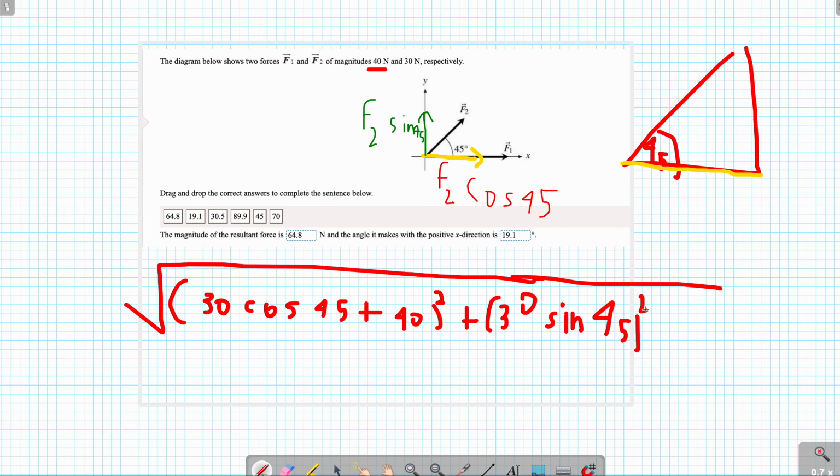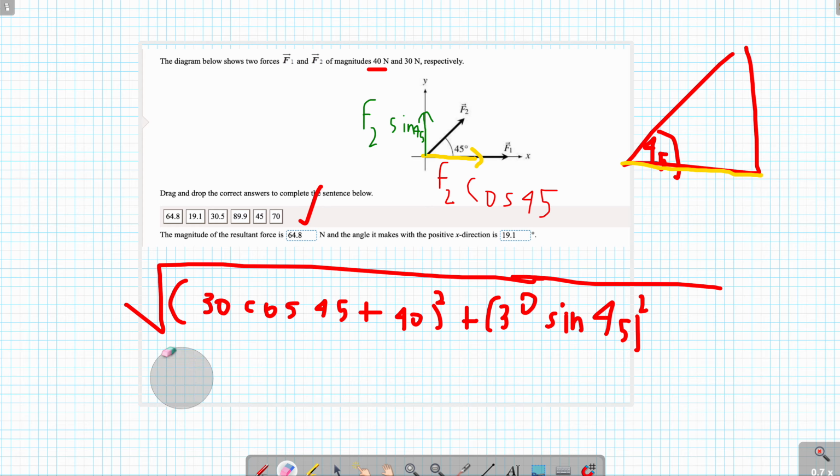30 cosine 45 plus 40, all of that squared, plus 30 sine 45, all of that squared. That will give us 64.8, which is correct.